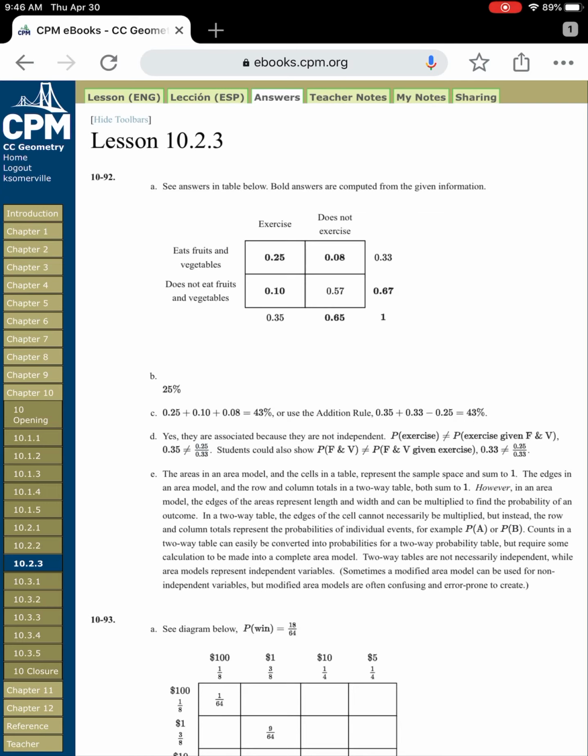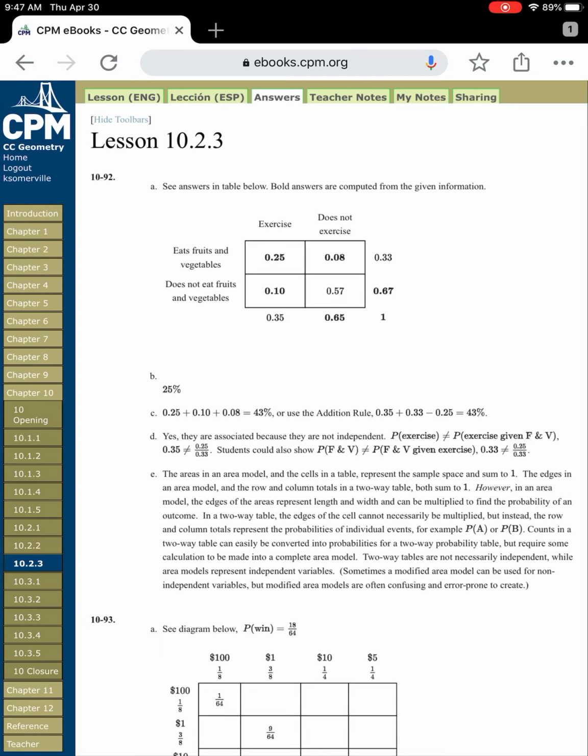For example, 0.25 and 0.08 have to add to 0.33, and then down along the outside, 0.33 and 0.67 have to add to 1. 0.35 and 0.65 have to add to 1. So those are the facts you use to fill in missing values for any two-way table you're working with. Once you have that two-way table filled in, you can start to answer questions B, C, and D.